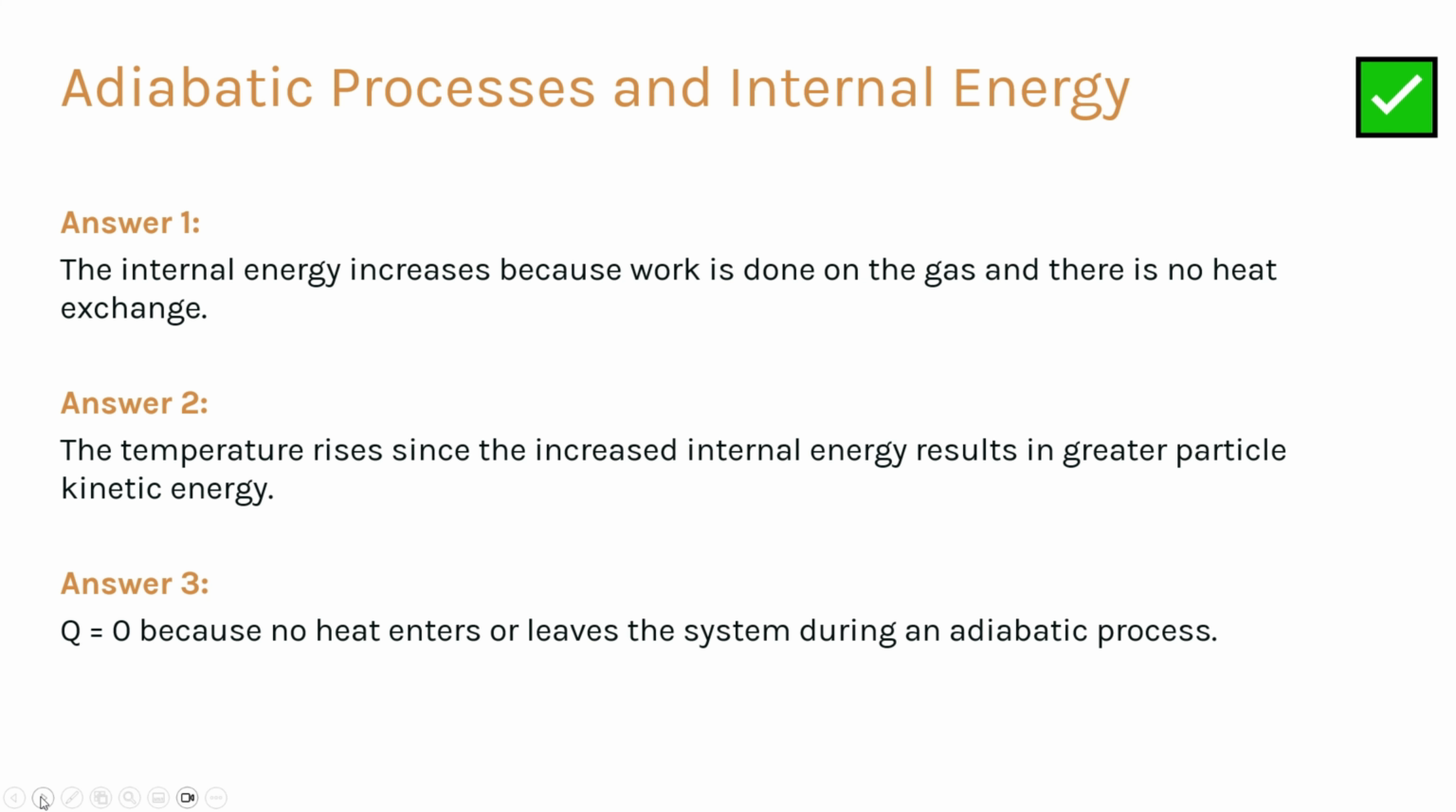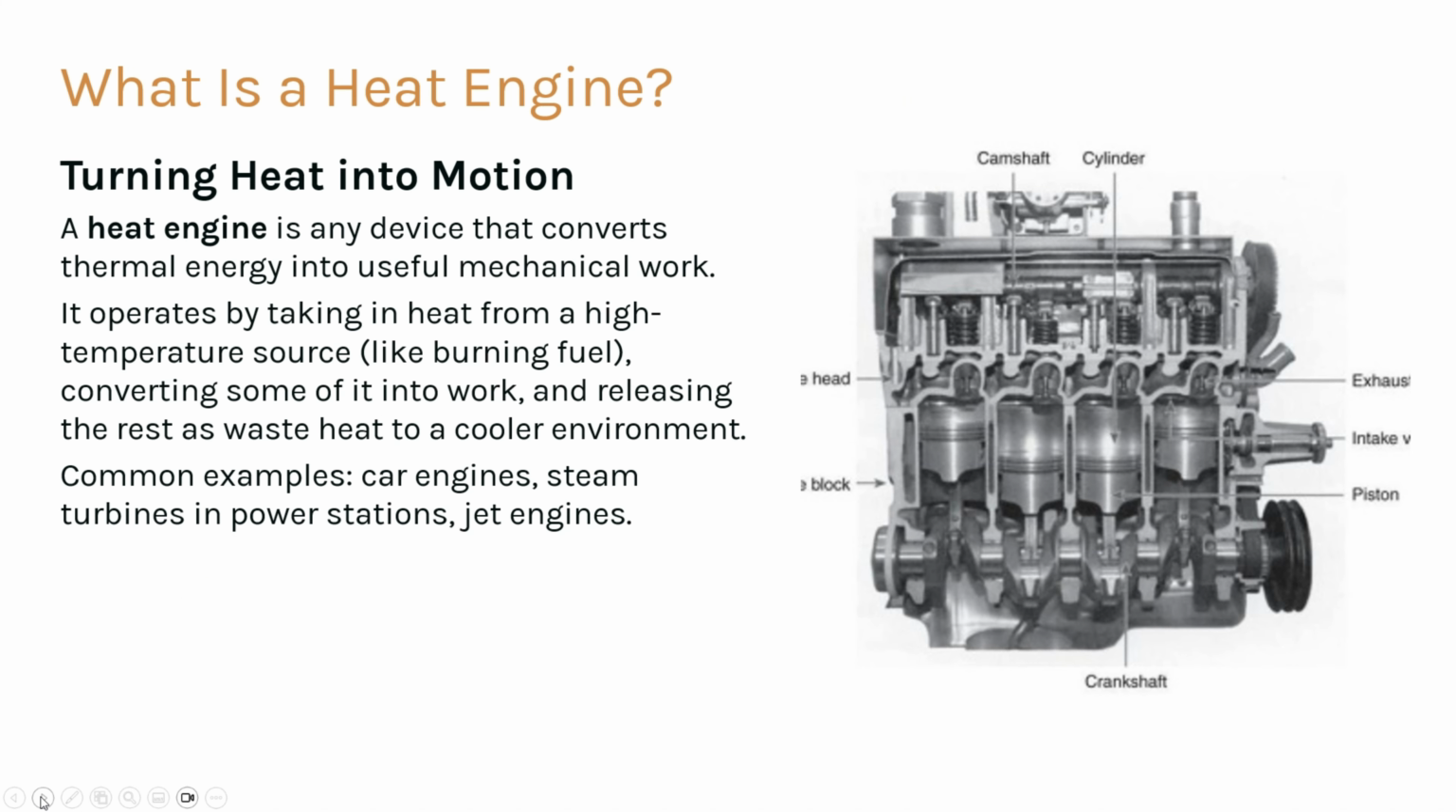What is a heat engine? Now let's define a heat engine. A heat engine is a device that converts thermal energy into useful mechanical work. It does this by taking in heat from a high-temperature source, converting some of that energy into work, and releasing the remaining energy as waste heat to a cooler environment. Common examples include car engines, steam turbines in power stations, and jet engines.